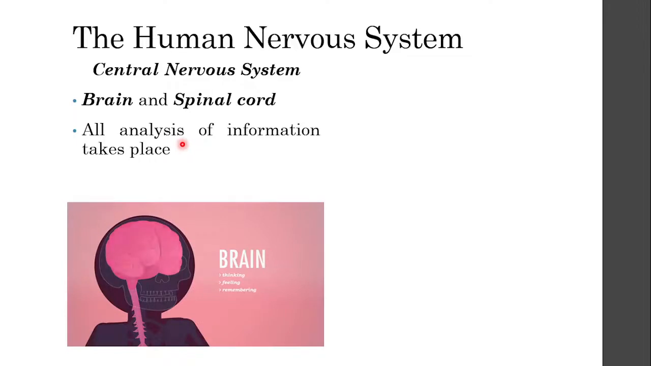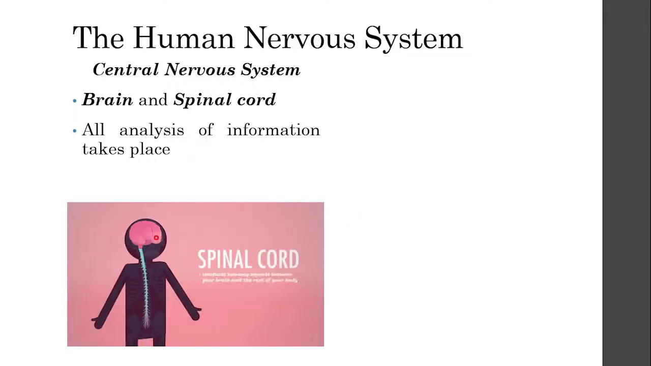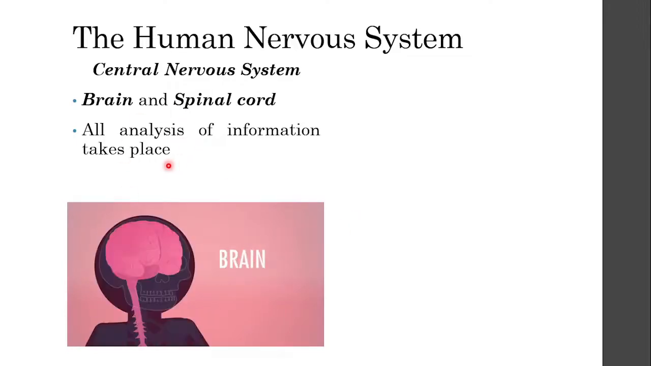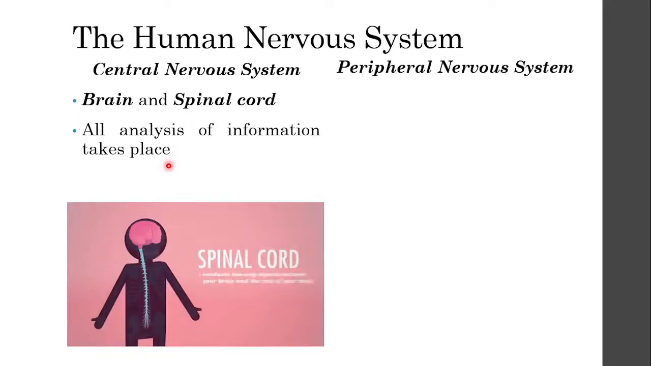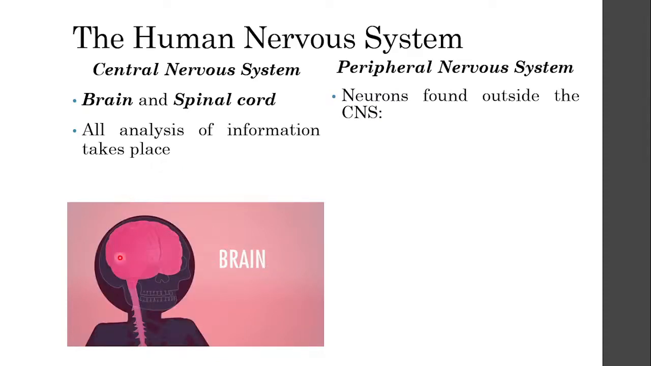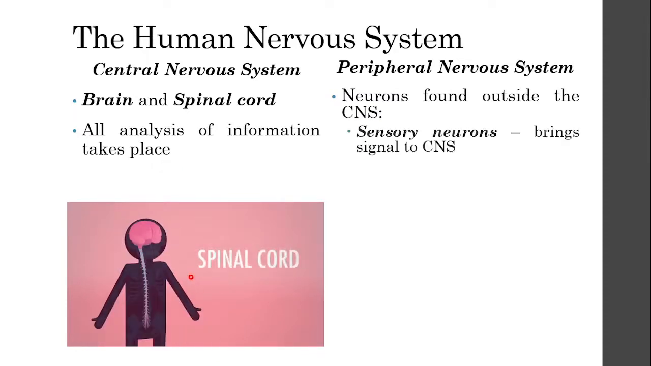So just remember, in the central nervous system, we have the brain and the spinal cord. And outside the brain and the spinal cord, or the central nervous system, we have what we call the peripheral nervous system. So it's basically the neurons found outside your brain and spinal cord. And we have two different kinds of neurons.